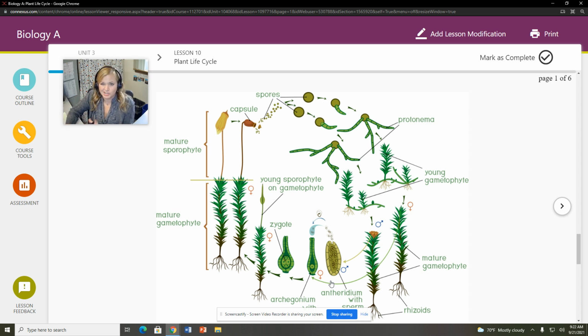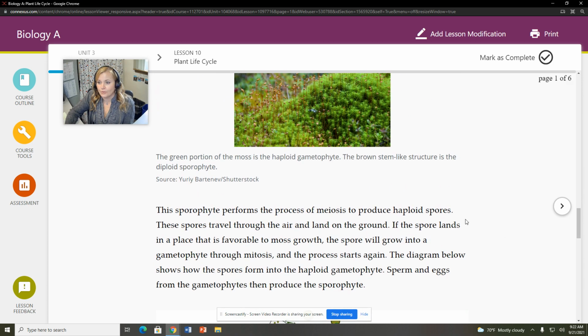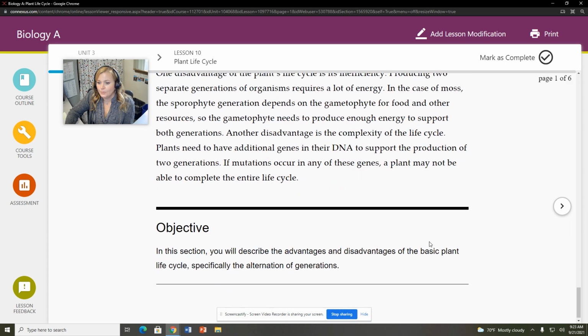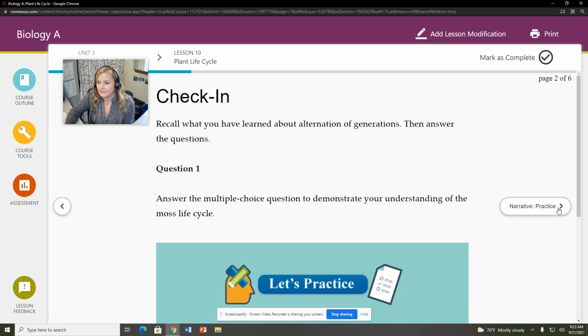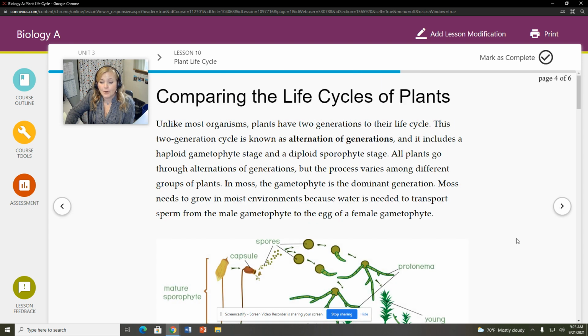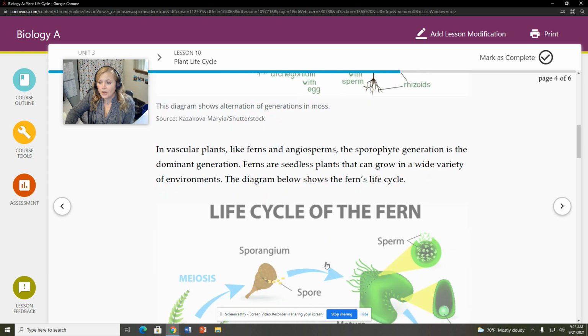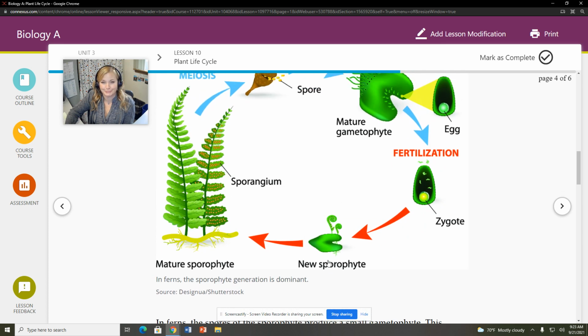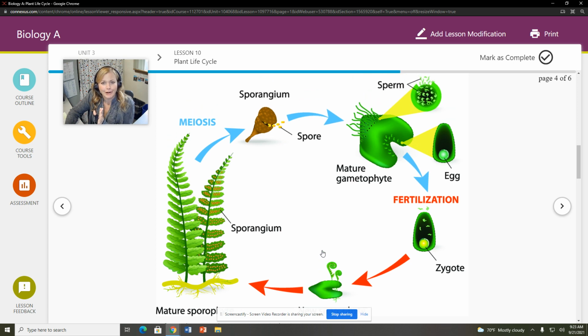Ferns do the same thing, but with a few differences. So here's our moss, and we see the same alternation of generations in mosses. Here's our fern. They're producing egg and sperm too, right? But the difference here is now the gametophyte is the smaller part. So as we're getting more complex with our plants, the gametophyte gets smaller and the sporophyte becomes the dominant part of the plant.